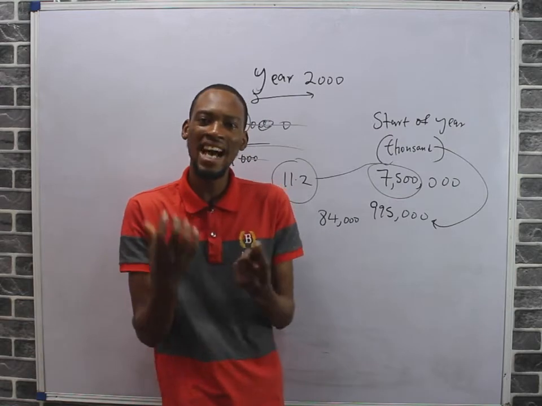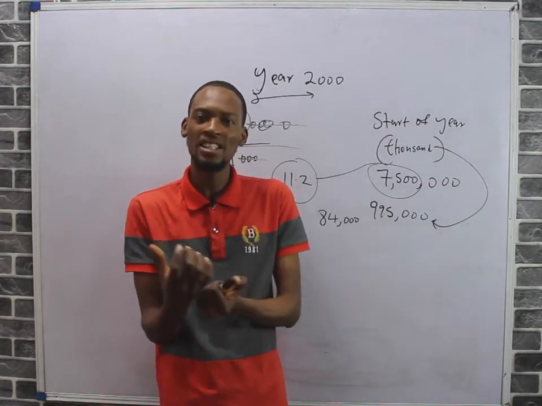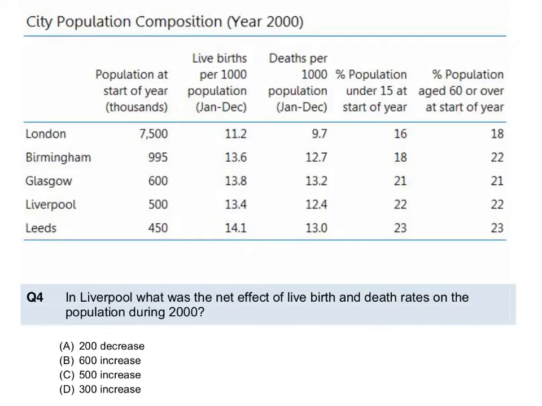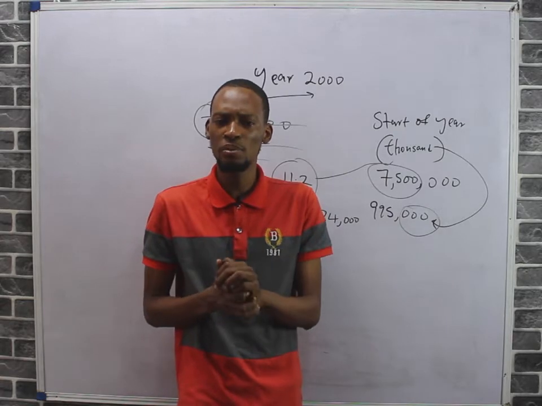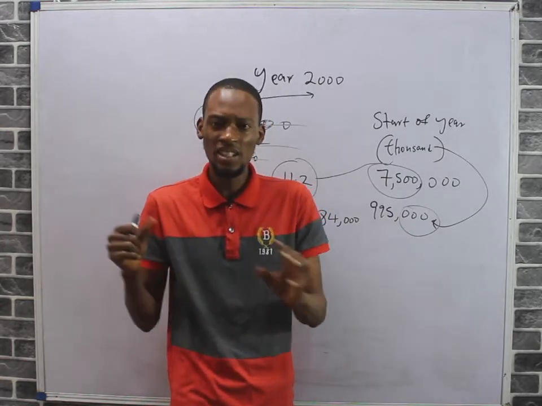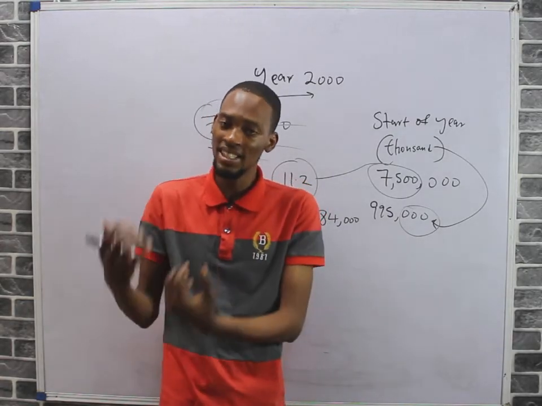That is the live births. And let's see for Birmingham. For Birmingham, the live births per 1,000 is 13.6, and we multiply it by 995 to give you 13,532. And something else in that table is the percentage of the population above a certain age.